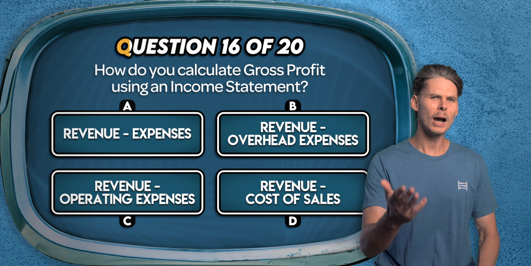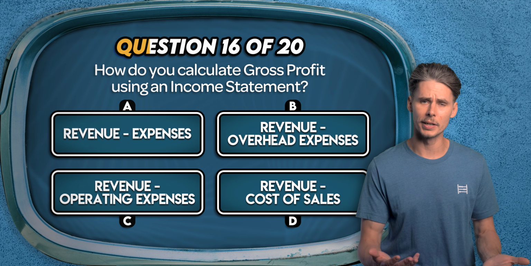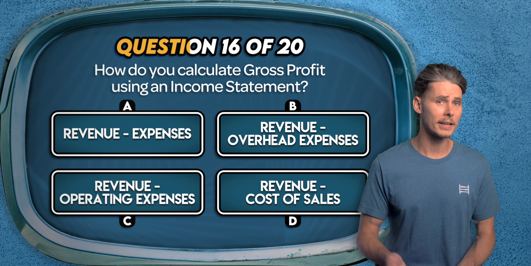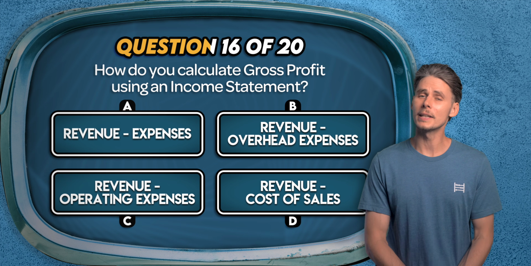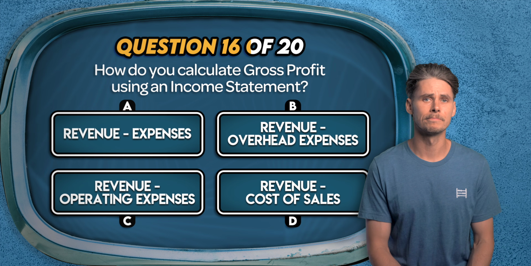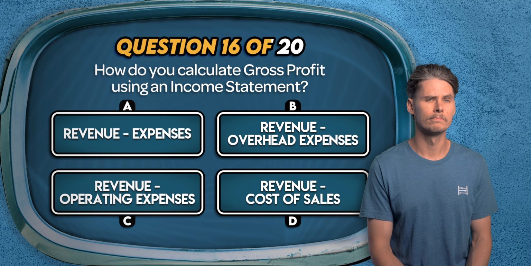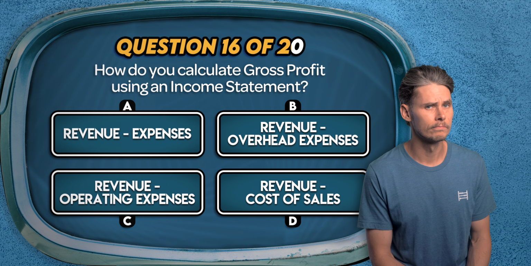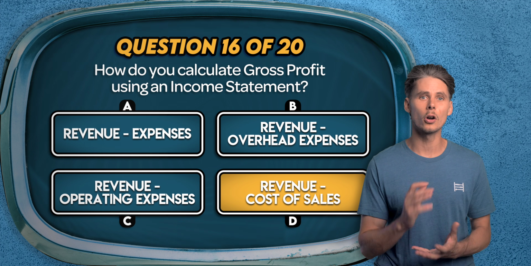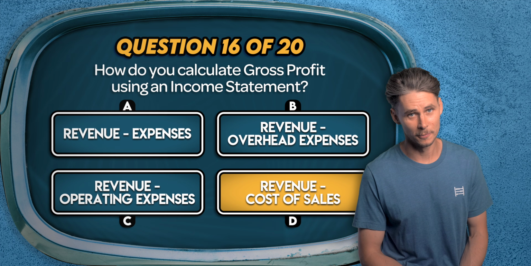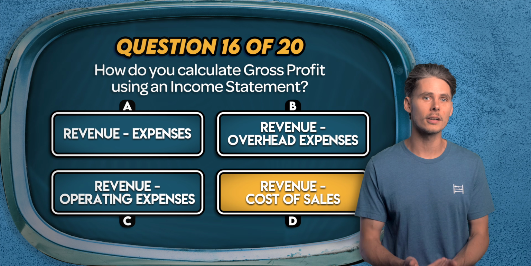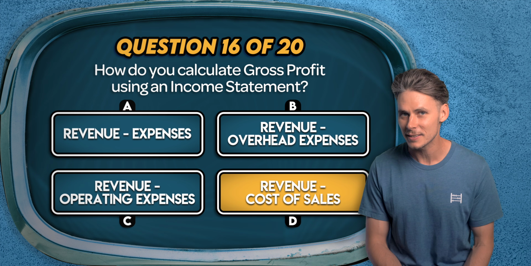Question 16. How do you calculate gross profit using an income statement? Is it revenue less expenses, revenue less overhead expenses, revenue less operating expenses, or revenue less cost of sales? It's D. Gross profit is calculated by subtracting cost of sales from total revenue. It shows how much profit the business makes from its core operations before deducting indirect operating expenses.